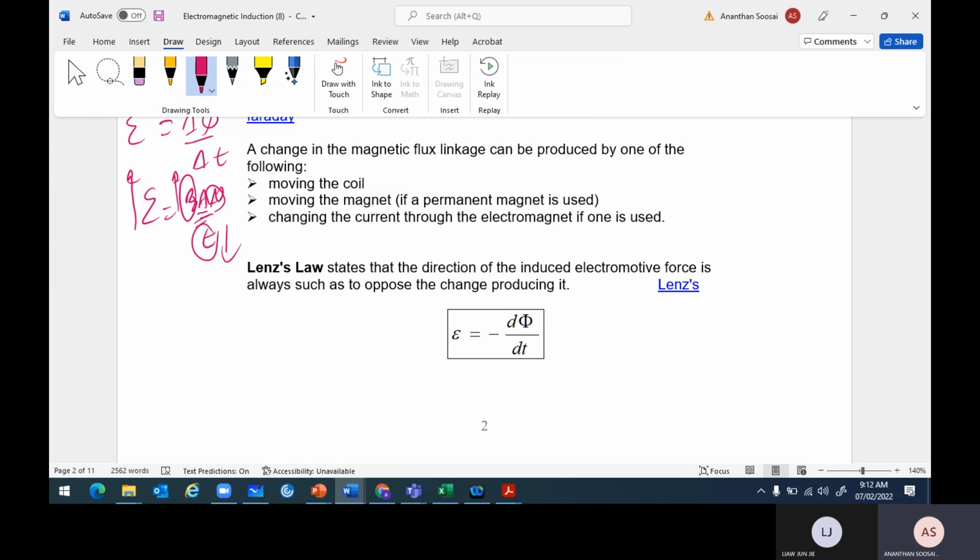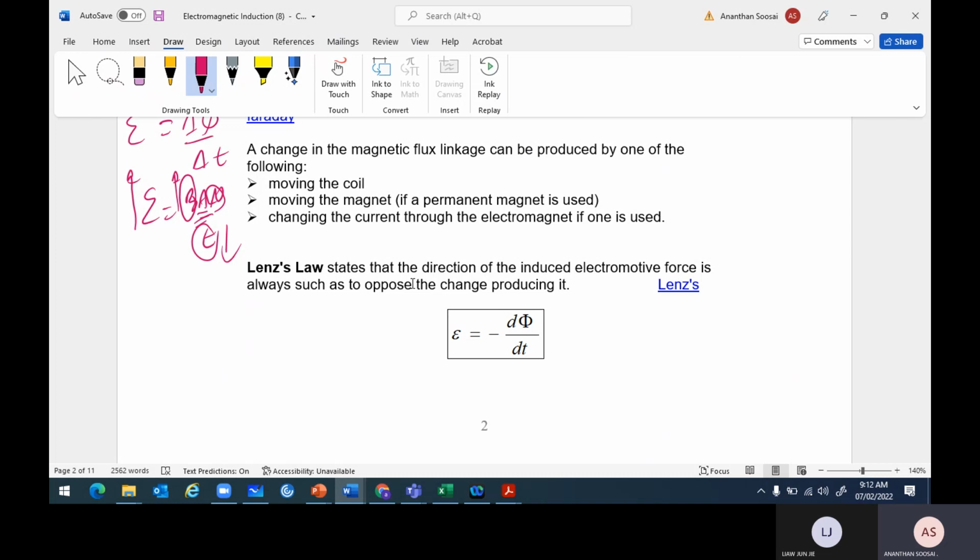Okay. So Lenz's law states that the direction of the induced electromotive force is always such as to oppose the change producing it. Actually, the EMF, the current flowing inside the circuit because of this magnetic effect, the electron doesn't want to flow. What is the mission for the electron? Just to oppose the change. You don't want it to be created. So you oppose the change.